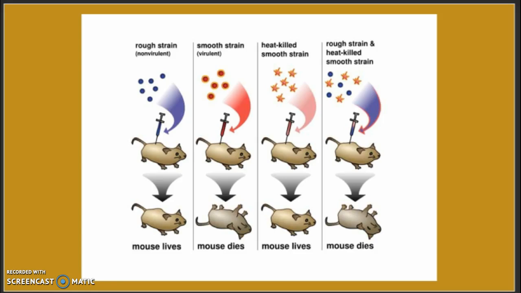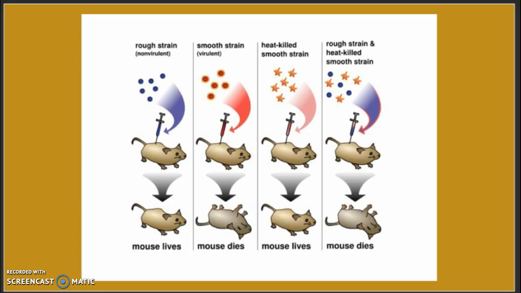The next one that he did is he took a different strain, and he called it the S strain, which is virulent. And virulent basically means that it is dangerous. It will hurt. It's bad for you. So he injected it into that mouse, and the mouse died. And I would like to also say that the bacteria that he was using was Streptococcus pneumoniae. So both of these strains were from Streptococcus pneumoniae.